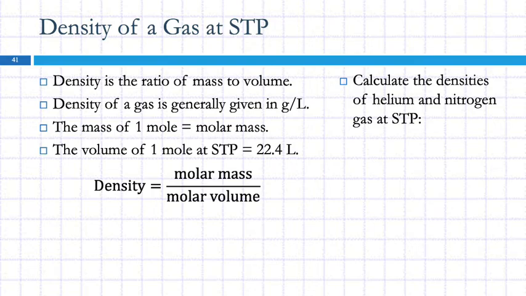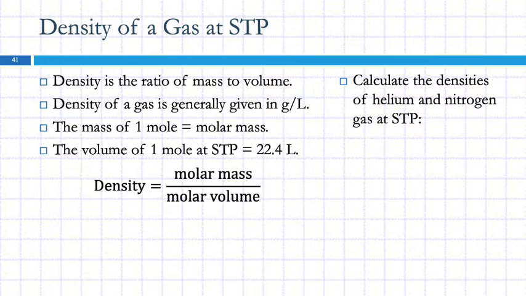We can calculate the density of gases. First we'll look at density at STP. So remember, density is the ratio of mass to volume. It's usually expressed in grams per liter because gases are much less dense. And so if we think about, well, if we have 1 mole of gas at STP, then the mass of it is going to be equal to its molar mass, and the volume of 1 mole at STP is 22.4 liters. It's true for all gases.